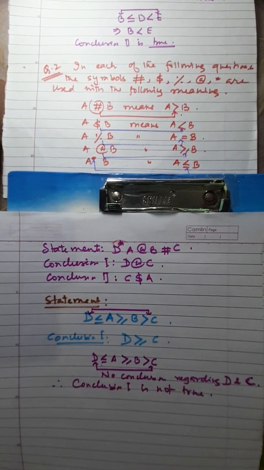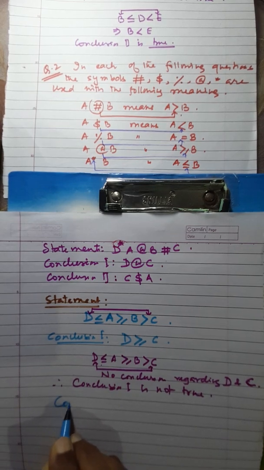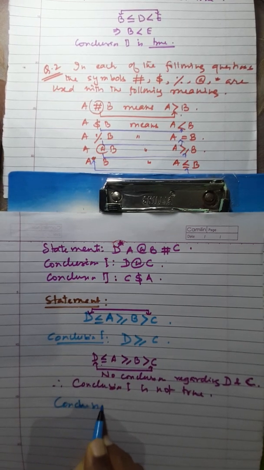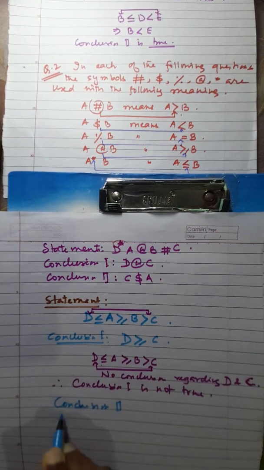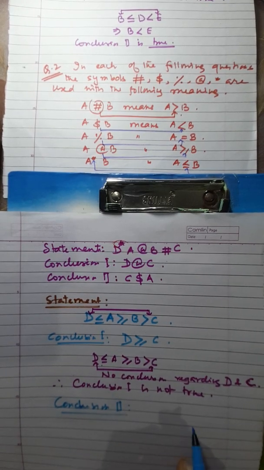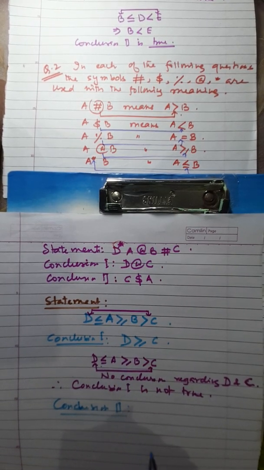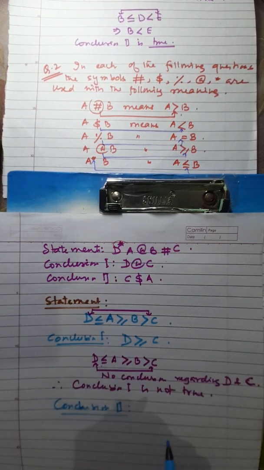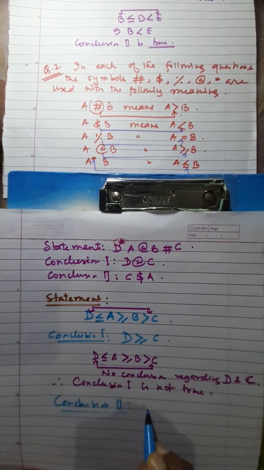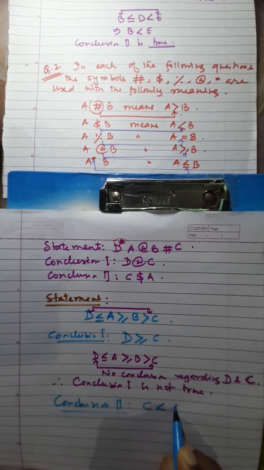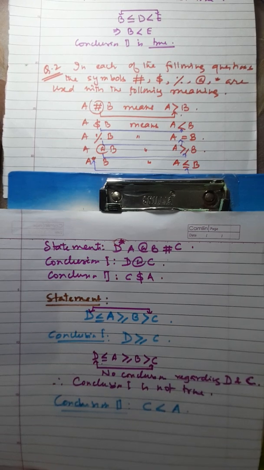Next, conclusion 2. What is conclusion 2? C dollar A. The dollar symbol is used for less than. So C less than A.